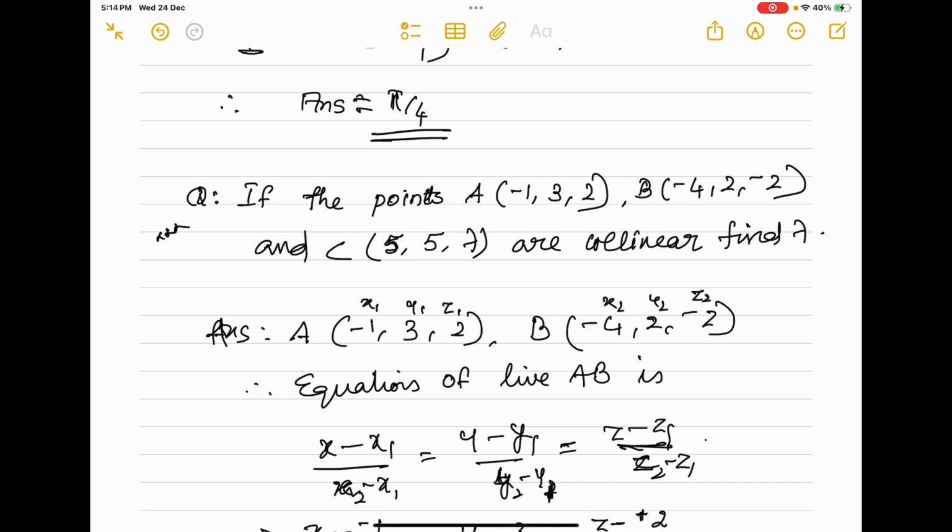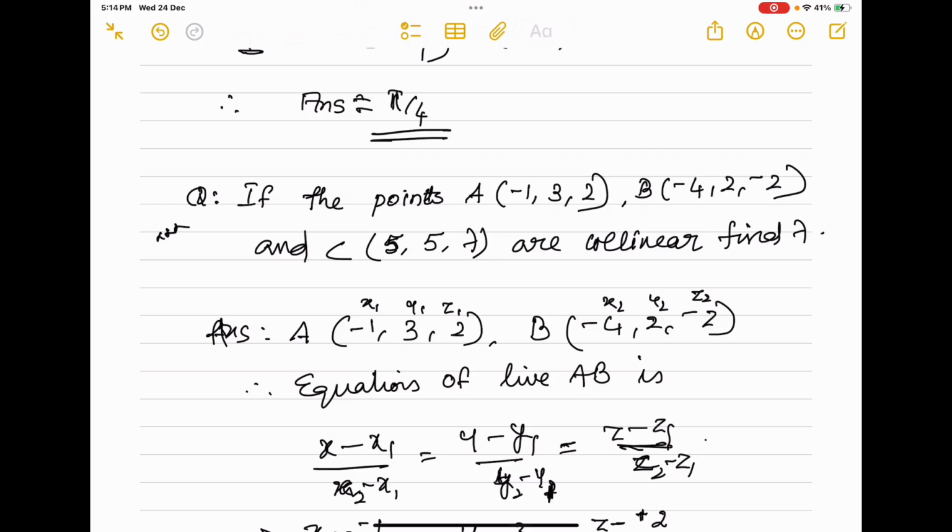If 3 points, or more than 2 points, are collinear, the points lie on the same line. So first we want to find the equation of line AB, which passes through A and B. We know the result, the equation of line AB, that is the Cartesian equation. There are two types of equations, vector equation and Cartesian equation.